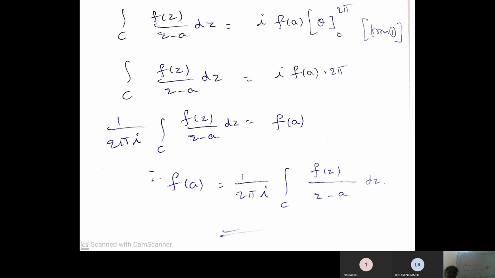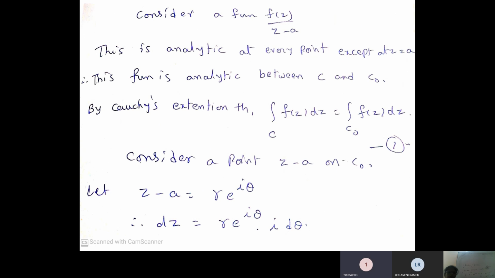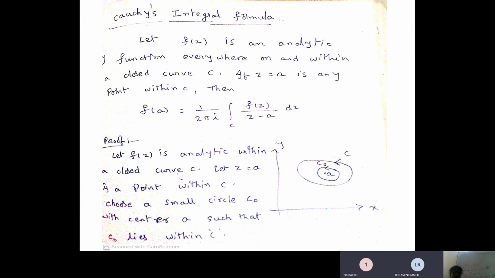Now let us see once more this one. Once again we will look at this. f of z is an analytic function everywhere. That means on and within a closed curve C. Everywhere means within the curve C and on the curve C. And z equal to a is a point within C. Then f of a can be written as 1 by 2 pi i integral over C f of z by z minus a dz. Now let us see the proof.